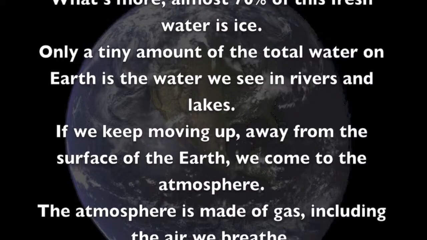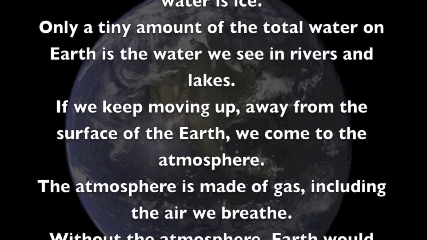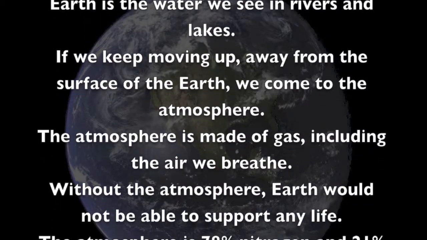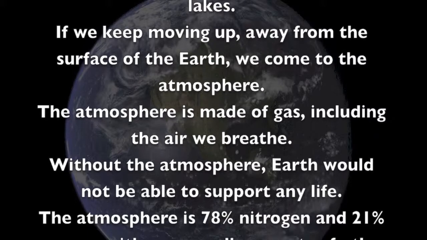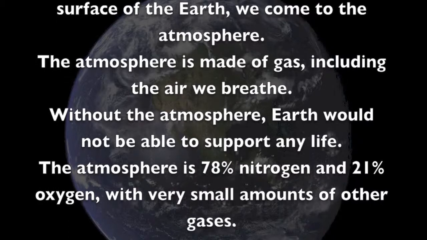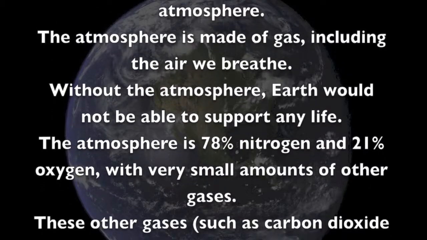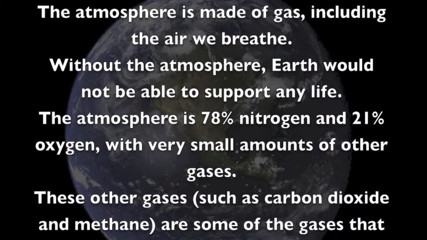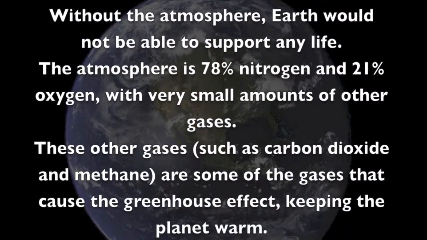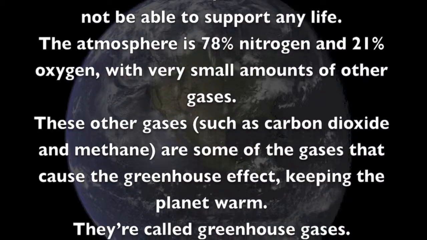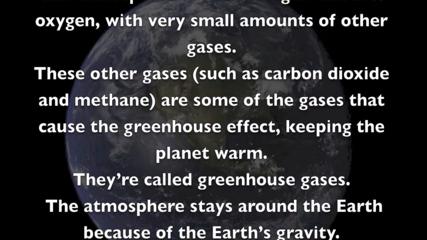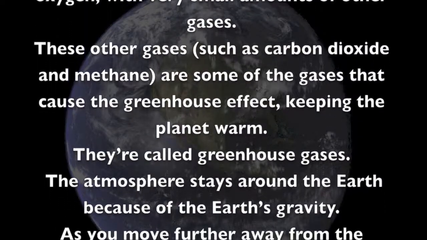If we keep moving up, away from the surface of the Earth, we come to the atmosphere. The atmosphere is made of gas, including the air we breathe. Without the atmosphere, Earth would not be able to support any life. The atmosphere is 78% nitrogen and 21% oxygen, with very small amounts of other gases. These other gases, such as carbon dioxide and methane, are some of the gases that cause the greenhouse effect, keeping the planet warm. They're called greenhouse gases.